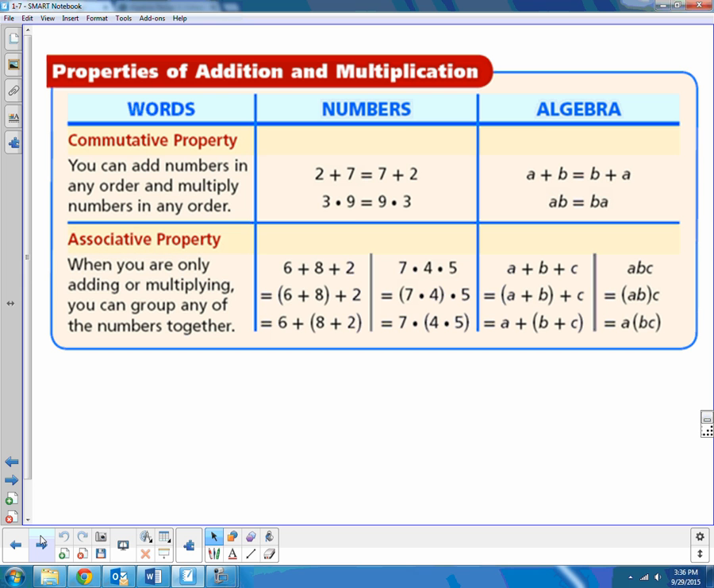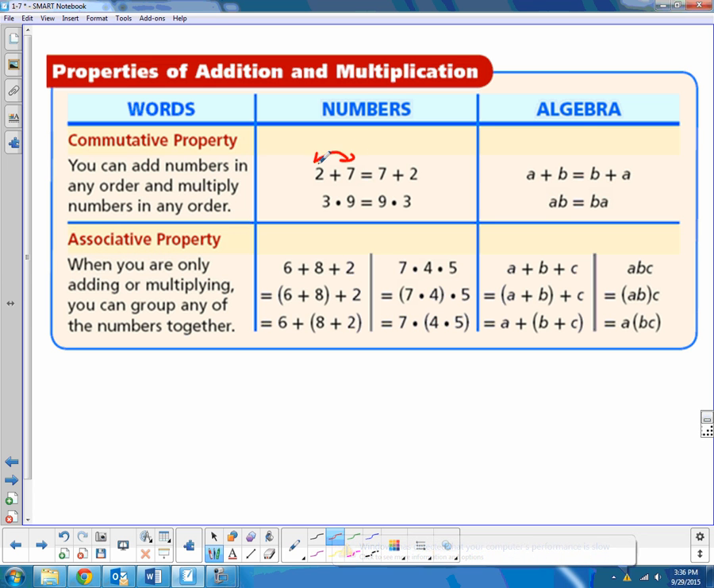Commutative, kind of like you commute to work, or your parents commute to work. You commute to school. You go from one place to another. Do the same thing every day. You commute to school. So you go from your home or wherever to school. The commutative property allows us to essentially flip-flop. Sometimes I may say flip-flop.